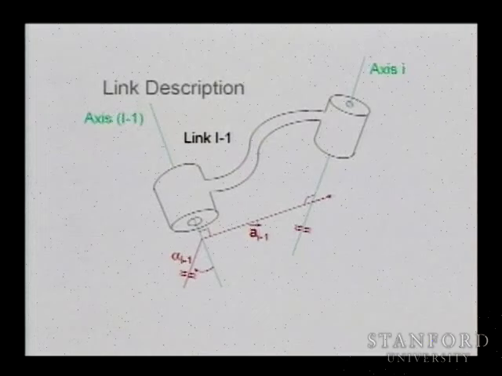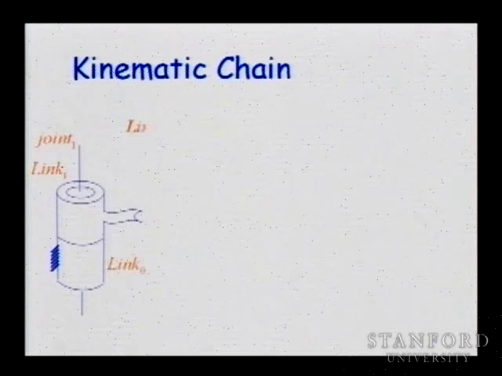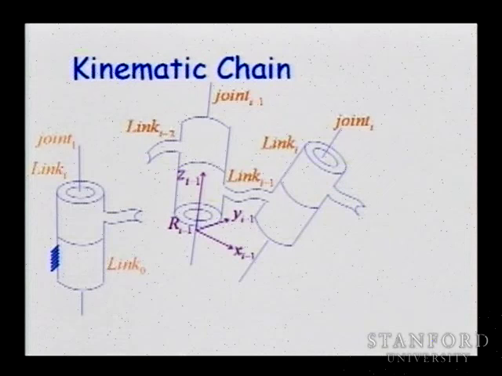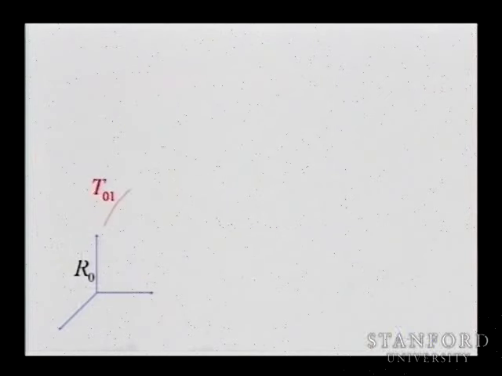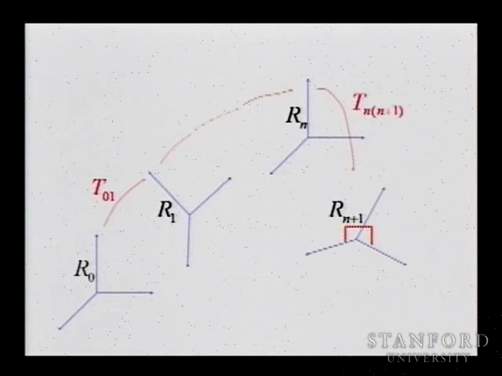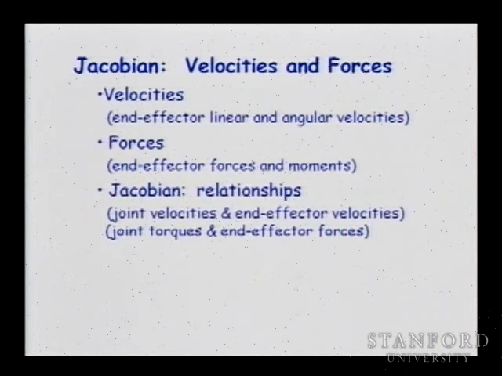So these parameters are describing the common normal distance between two axes of rotation, and also the orientation between these axes. And through this, we can go through the chain and attach frames to the different joints, and then find the transformation between the joints in order to find the relationship between the base frame and the end effector frame. So once we have those transformations, we can compute the total transformation. So we have a local transformation between successive frames.